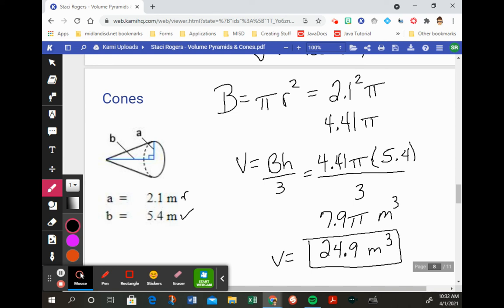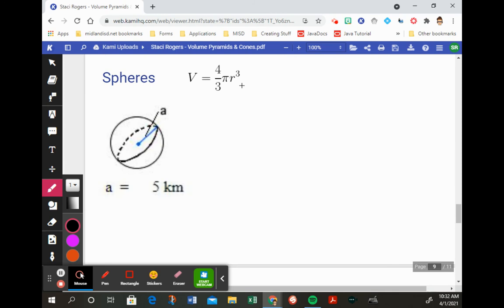Okay, the last one we're going to talk about are spheres. Notice it's got a different formula. We don't have a big B anymore. So now we're going to use a different formula. And I'm going to rewrite it. This is what's in the book. Volume equals 4 pi r cubed divided by 3. That's easier to type in the calculator, I think. So this one's easy. You have only one number to deal with, and it goes into r.